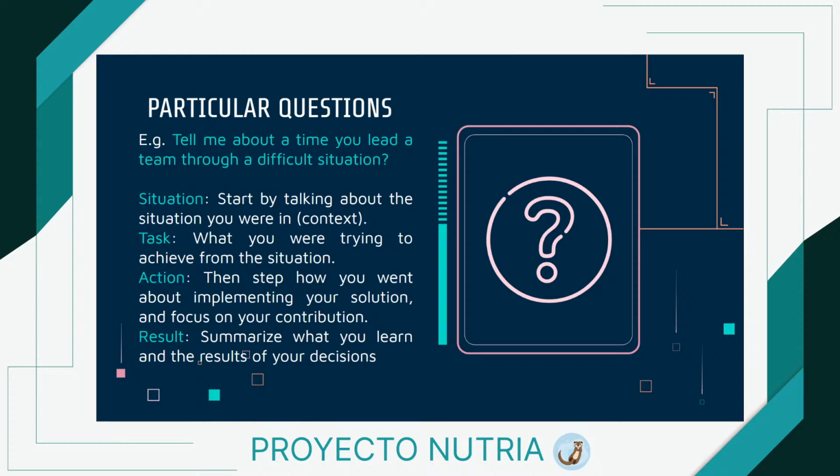And the task is what you were trying to achieve from the situation. Basically, the task was to model a database to handle millions of users, right? We were trying to achieve that in the task. Okay, so the interviewer is now aware of the situation and the task that you were going to achieve, right? So now you need to mention the action.